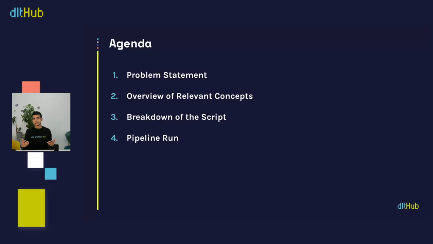Let's get into a bit more detail as to what we'll cover in this section of the course. First, of course, we'll introduce the problem statement that we'll be addressing with our DLT pipeline. Then we'll go over some relevant terms and concepts that you should understand in order to be able to interpret our DLT pipeline script. And then we'll actually show you that script and break it down bit by bit. And finally, and this is probably the most important part, we'll actually walk you through how you can run it.